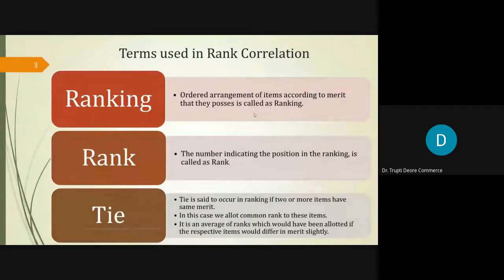Such as, three students have the same marks for second ranking. Then second, third, and fourth ranks are covered by these three students, and the next person gets the fifth rank. These three students get the same rank, which is the average of the ranks. So we allot a common rank to these items with the same merit, which is the average of the ranks that would have been allotted if the items differed slightly in merit. This term will be clearer with an example when we see the example for ties.